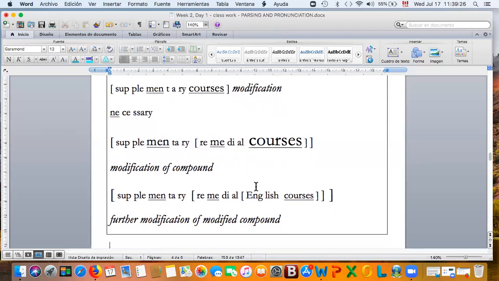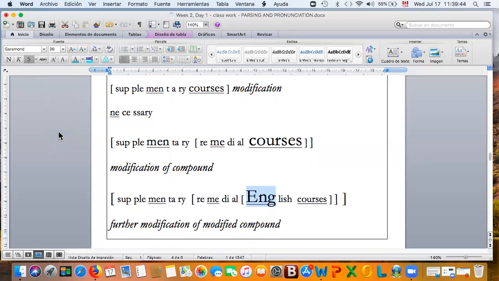Let's complicate it even more. Suppose it's not courses, it's English courses. Here you go. English courses. It's a compound. Let's make sure that it's really clear that that syllable is higher. English courses. As you know, English, courses. Those are the words independently with their dictionary accents, but if we put them together as a compound, a new word, the accent on courses will level out, it will become lower. So English courses will become English courses.